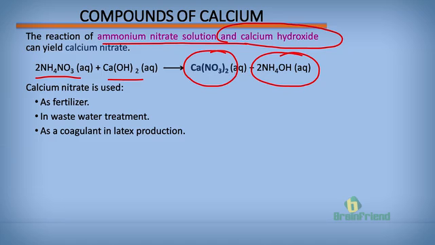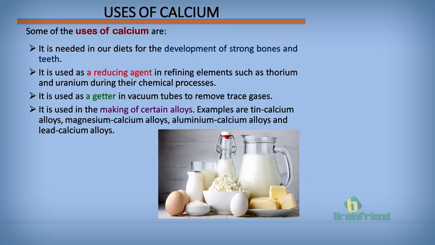Now, what are some of the uses of calcium nitrate? It is used as what? Fertilizer, for the growth of plants, of our crops. It is used in wastewater treatment. It's also used as a coagulant in latex production. So these are some of the uses of calcium nitrate. Okay, so that's that on calcium and the compounds it forms.